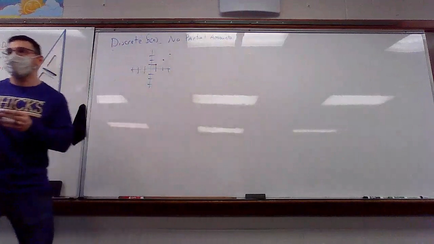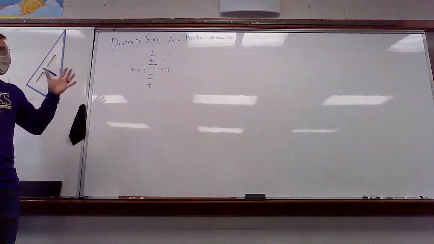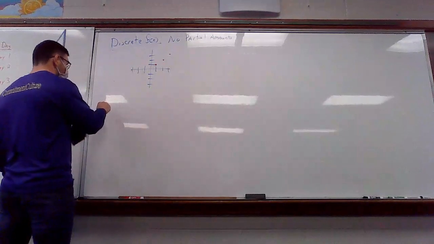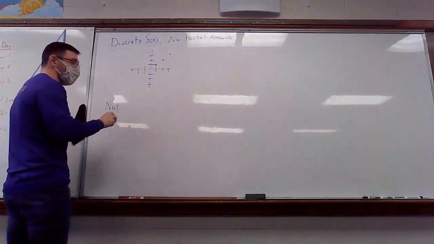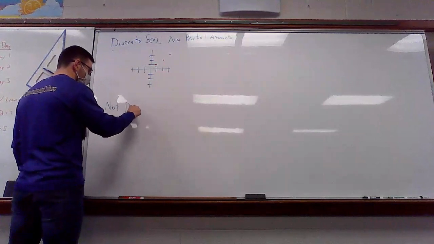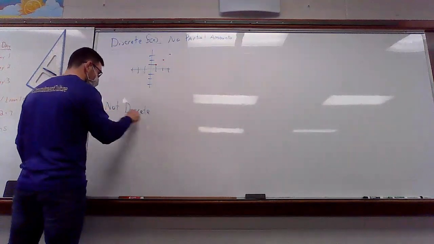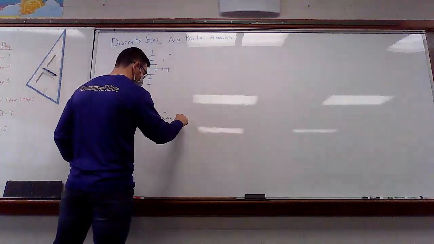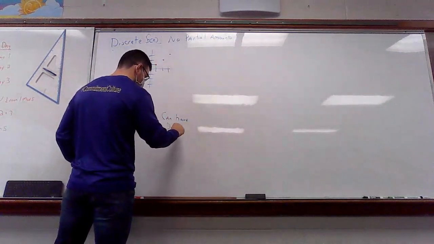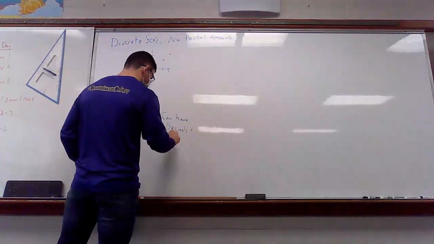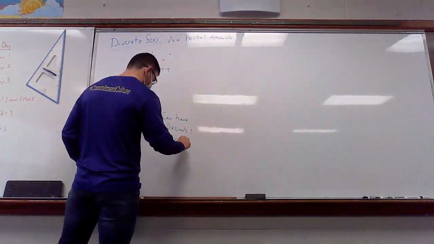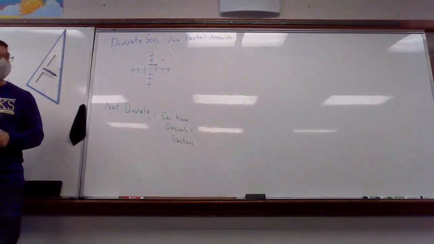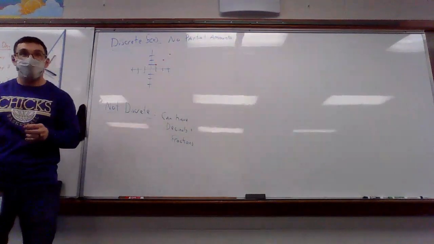And then, again, mathematicians are very good on their verbiage, which means they can come up with some great words to help describe things. The next one that we're going to describe is not discrete. And that's how they describe it. Not discrete means you can have decimals and fractions. If it is not discrete, you can connect your points because everywhere is a solution.